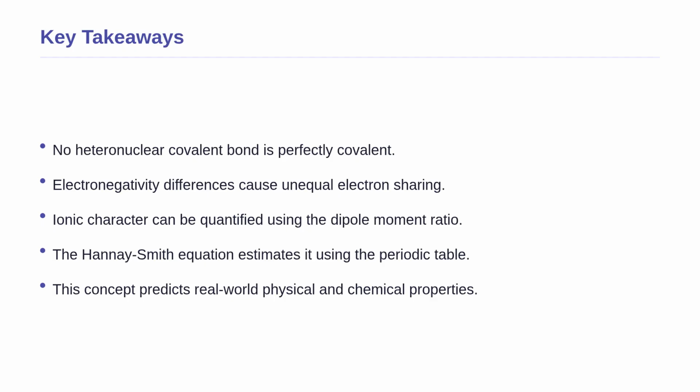First, remember that no heteronuclear covalent bond is perfectly covalent. They all possess some degree of ionic character due to unequal electron sharing. We learned that we can quantify this exactly by comparing the actual dipole moment to a purely ionic model. Alternatively, we can estimate it using the Hannay-Smith equation and simple electronegativity values.